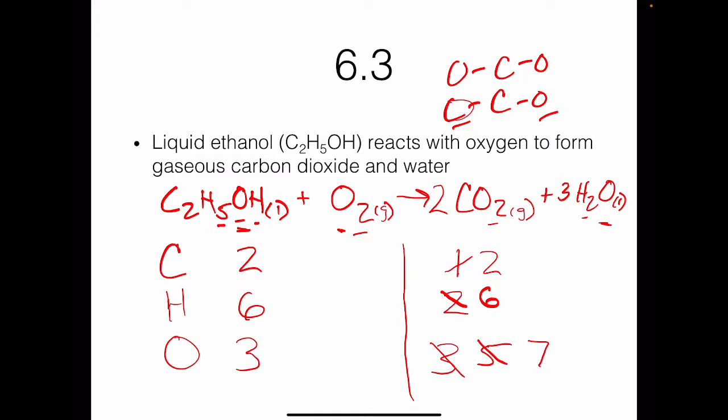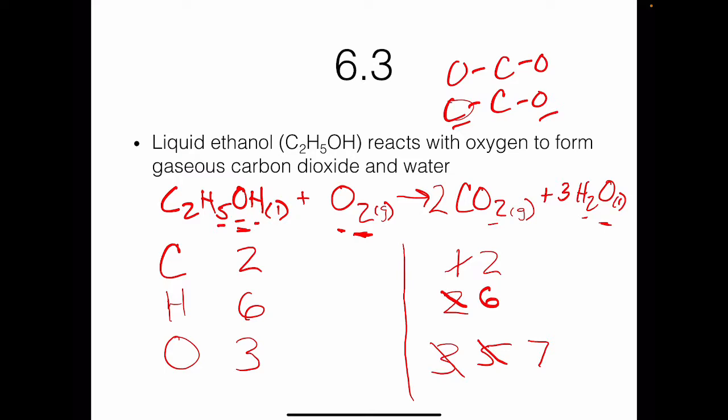Going back to the left, I'm still not balanced because you can see now I've messed up the number of oxygen in this not yet balanced equation. So I need to get a total of 7. I can see that since I already have 2 here, I would need to put a 5 in front of the ethanol. However, I don't want to do that because if I put a 5 in front of ethanol, then I mess up all of those other numbers.